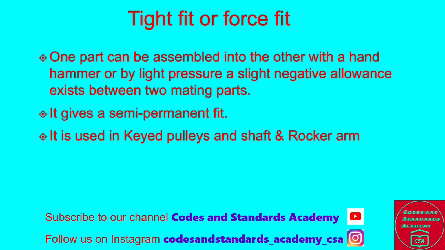Tight fit. One part can be assembled into the other with hand hammer or by a light pressure. A slight negative allowance exists between two mating parts. It gives a semi-permanent fit. It is used in key pulleys and shaft and rock ram.